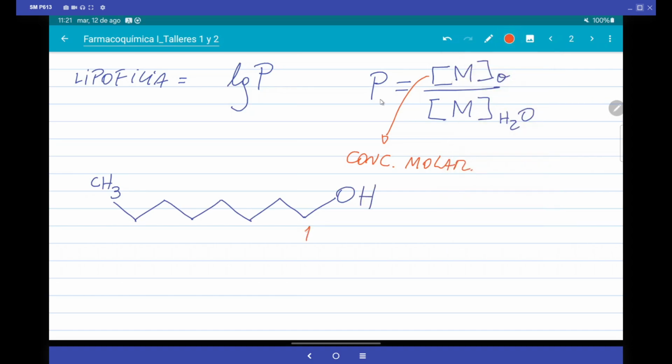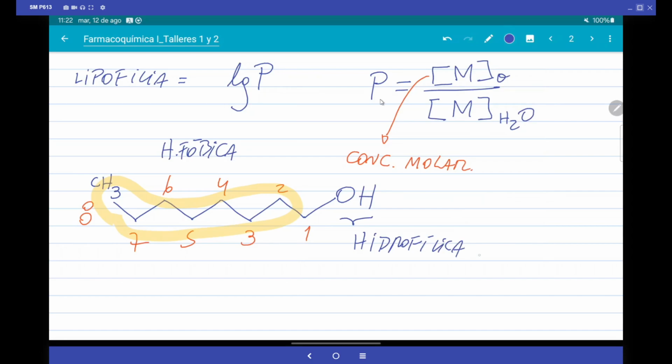A hydrophobic or lipophilic tail. That would be the hydrophobic part. And of course, a hydrophilic polar head.